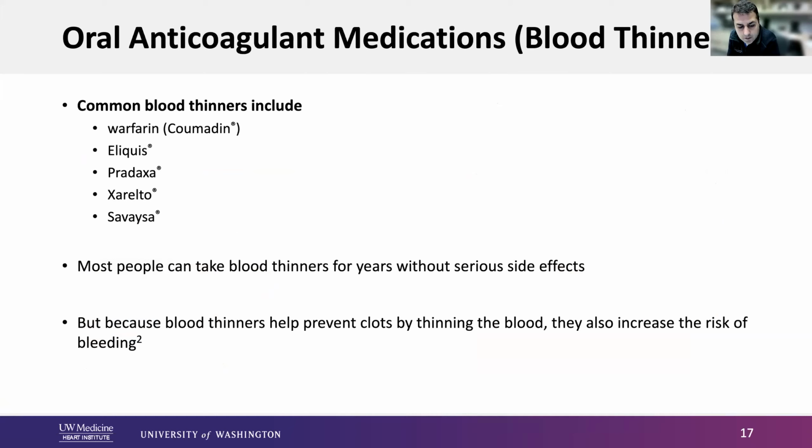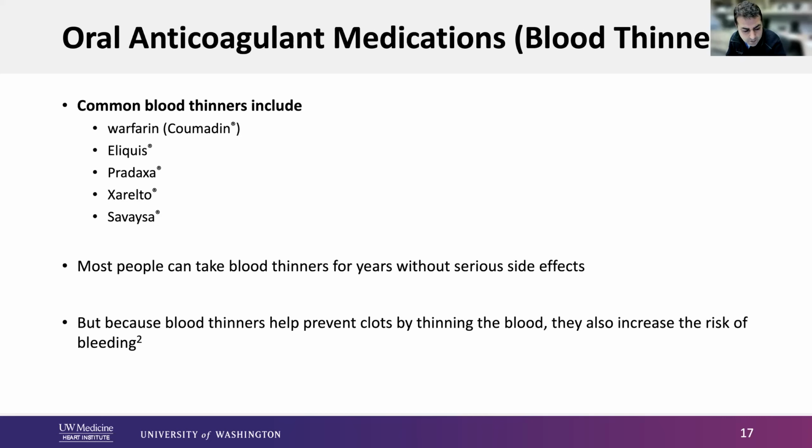Warfarin or Coumadin used to be our most commonly used blood thinner. It's been replaced by some newer drugs. Warfarin or Coumadin is still used for some patients who, for example, have artificial heart valves or have bad kidney function or have reasons that they can't be on the new blood thinners.